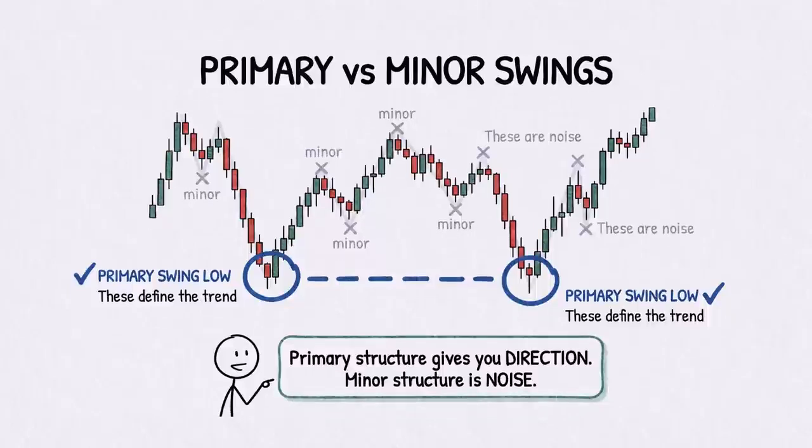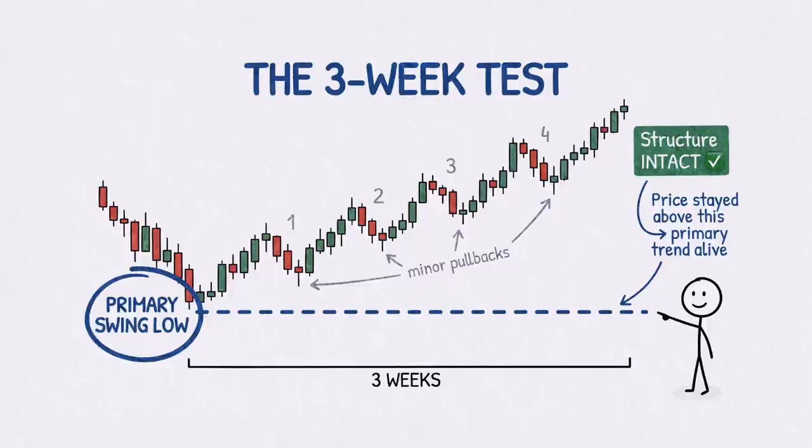Not every dip is a trend change. Not every bounce is a new uptrend. You have to know which time frame structure you're reading. Primary structure gives you direction. Minor structure is noise. Here's a simple way to see this.